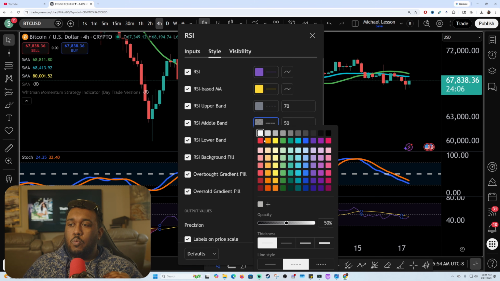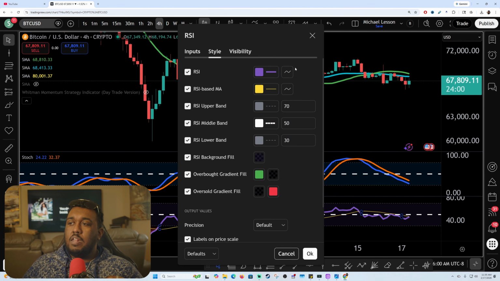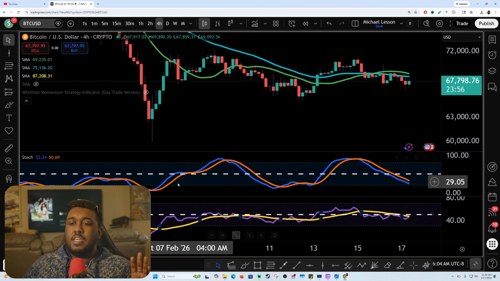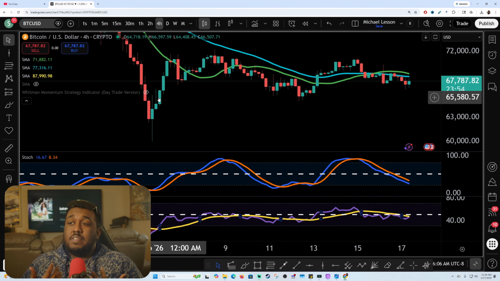Middle band, white, as thick as possible, and of course opacity up to 100%, and then make the purple and yellow lines as thick as possible as well. And inputs, you don't have to change anything here. And this is the base of your strategy, okay?